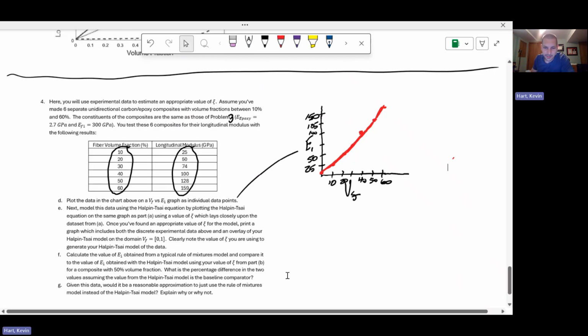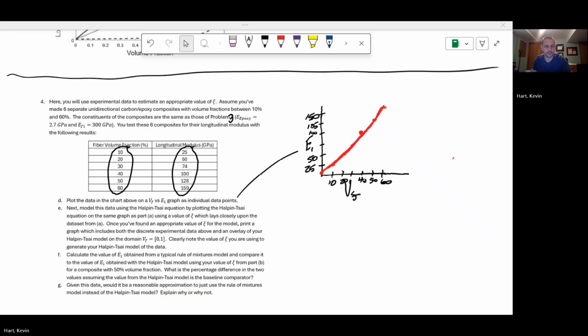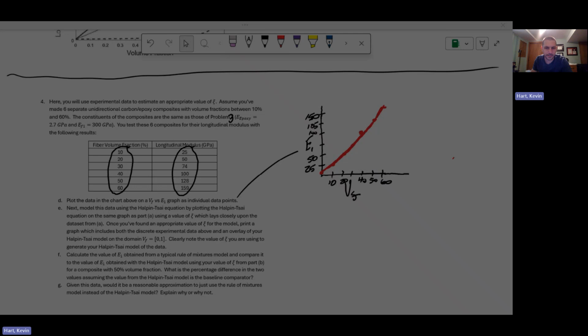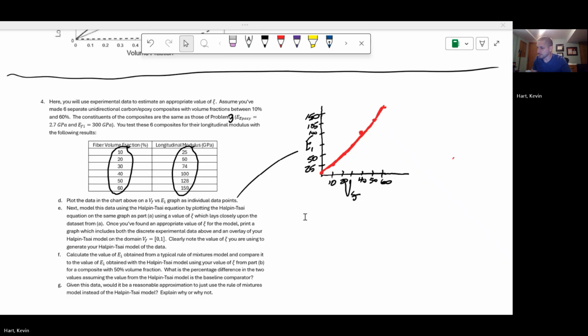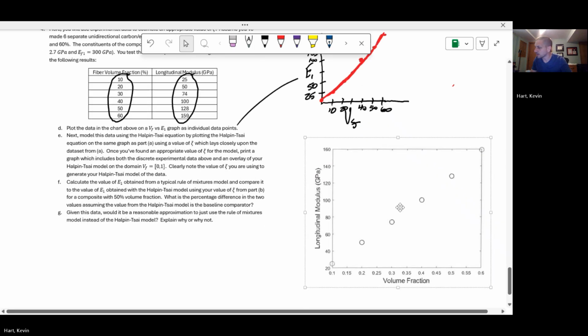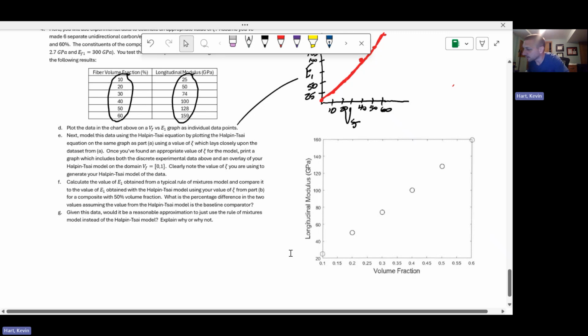If you want a better looking graph, I'll pull up my actual solutions here. So here's a much better looking figure. That's plotting those values, the modulus as a function of volume fraction.